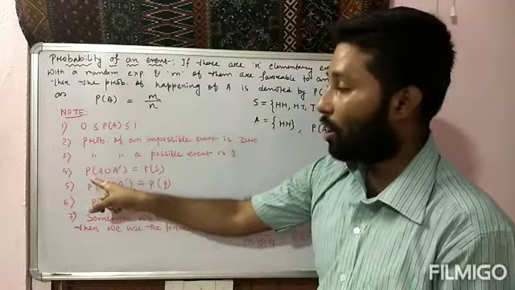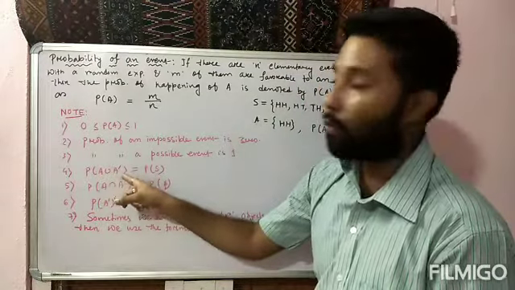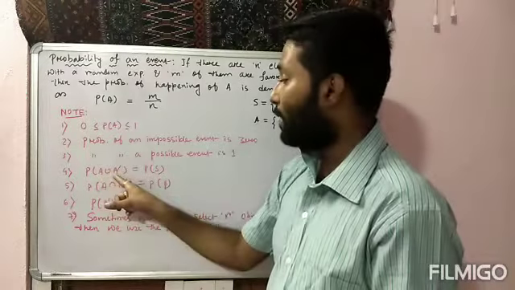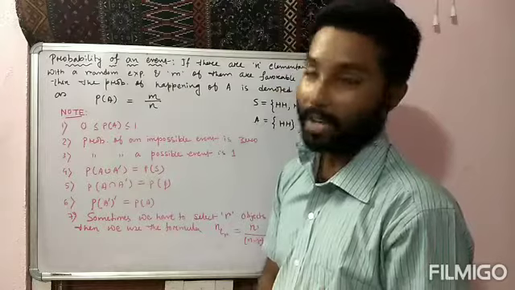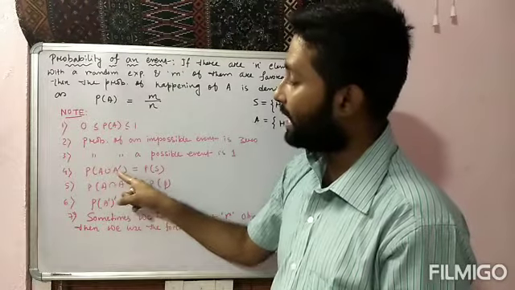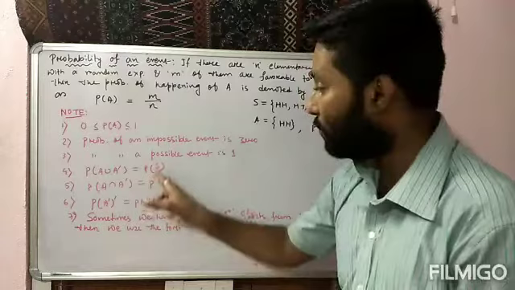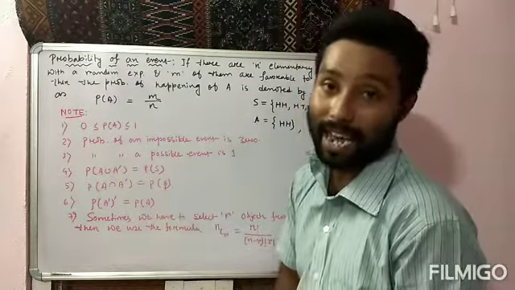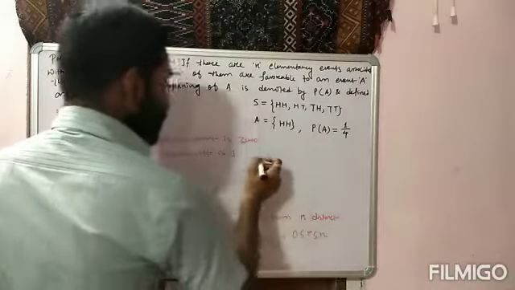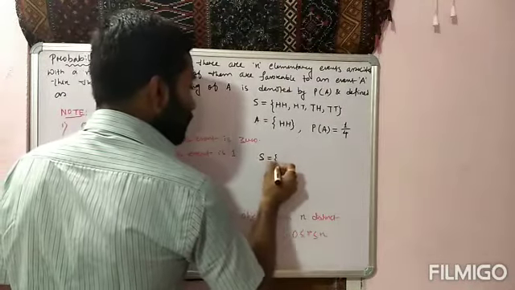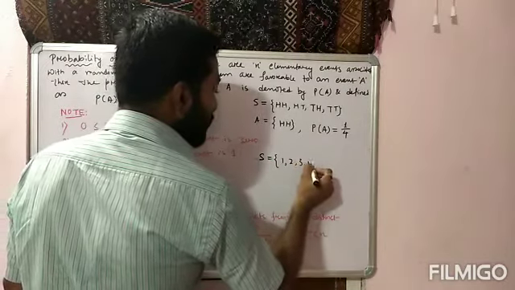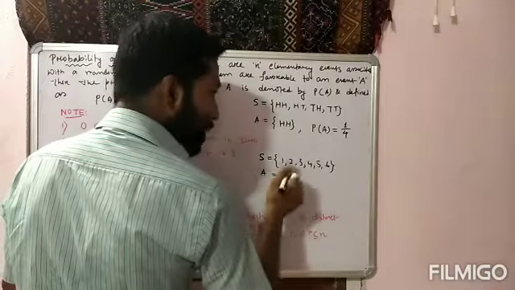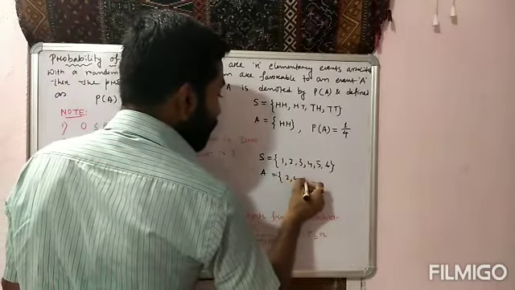Next, probability of A union A complement. What is this A? A is say any event. So P of A union A complement is equal to P of S. Okay? P of S means probability of the sample space S. Here I'll give you an example. Say a die is thrown, then the sample space is 1, 2, 3, 4, 5, 6. Let A be the event getting all even numbers, that is 2, 4 and 6.